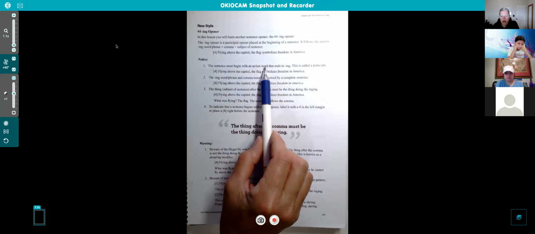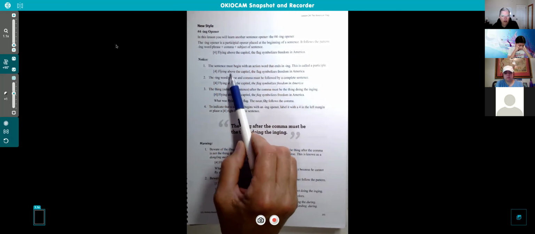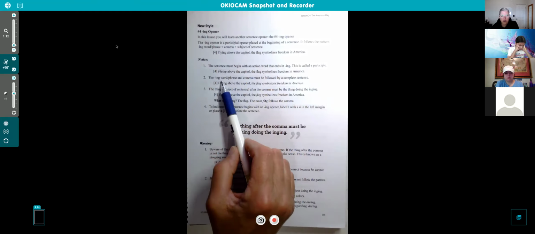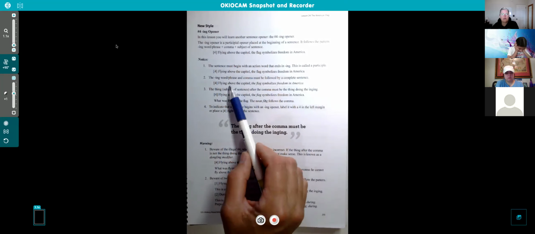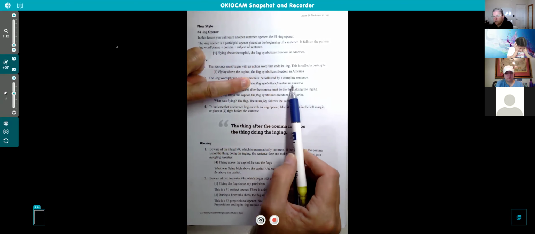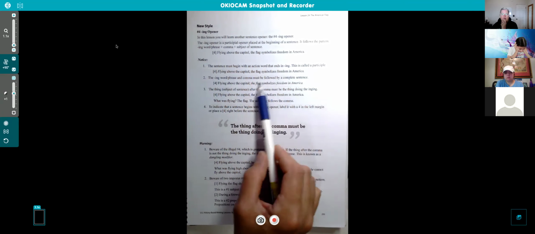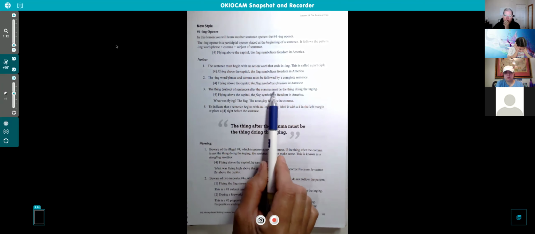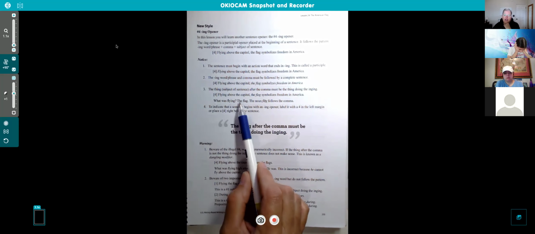The sentence must begin with an action word that ends in ing. So this is going to be a verb, or it's called a participle. Flying above the capital, the flag symbolizes freedom in America. We just read that here. The ing word and phrase and comma must be followed by a complete sentence. So if I took out that opener and it just said the flag symbolizes freedom in America, it still makes sense without the opener. Okay, so that's something you got to keep in mind. And here's that rule again. The thing, the subject of the sentence after the comma, must be the thing doing the inging. What is flying? The flag.